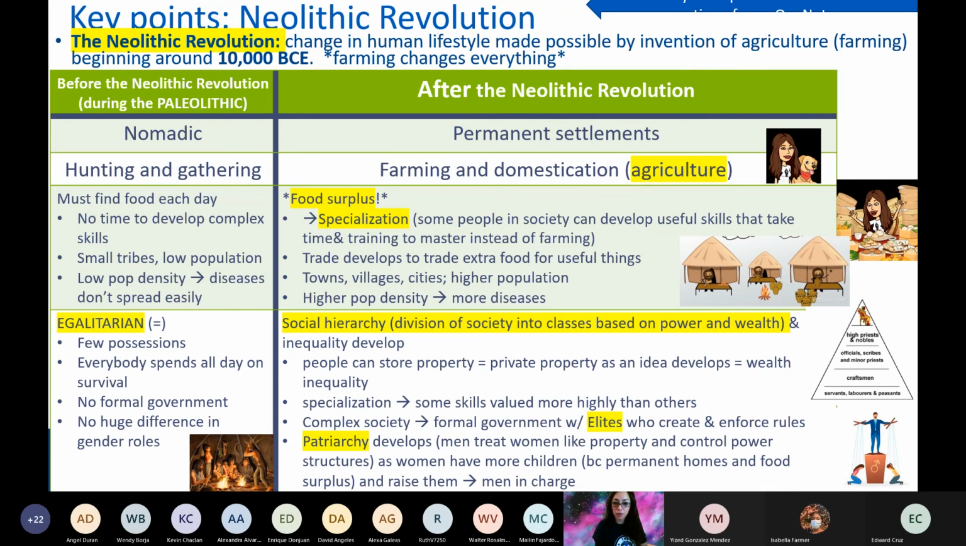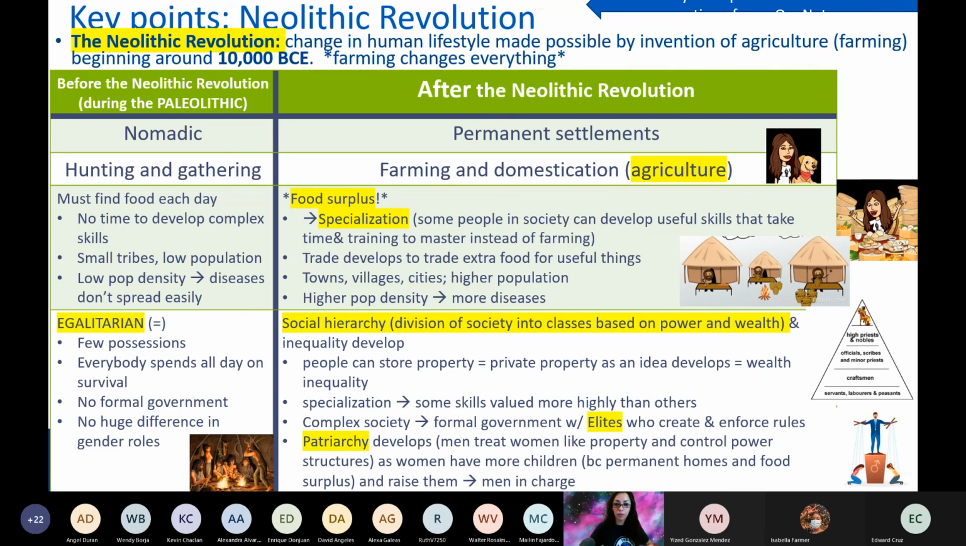We still have specialists, right? I'm a specialist in history. I went to graduate school for it. Doctors are specialists in medicine. Mechanics are specialists in cars. Specialization defines life in a civilized community.